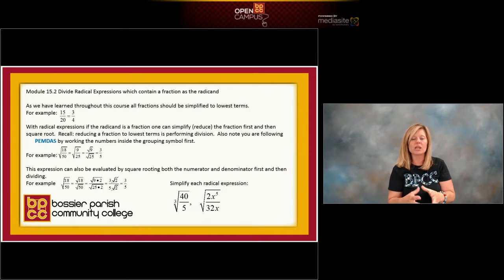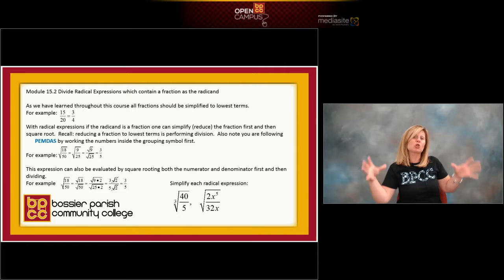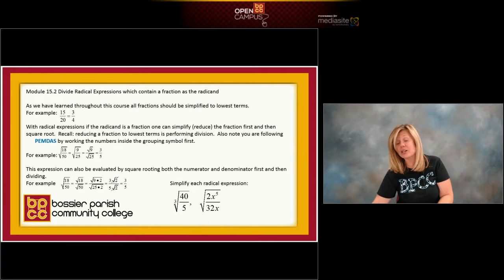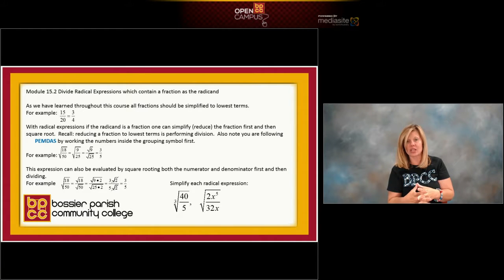What I want to show you is if we follow please excuse my dear Aunt Sally, we're supposed to work inside this grouping symbol first. And if there's a fraction inside the grouping symbol, can't we reduce it? And we all know 18 and 50 have a greatest common factor of 2. So if I follow order of operations and rules, I would take that fraction, 18 over 50, and I would say, all right, let's divide both the numerator and denominator by 2.